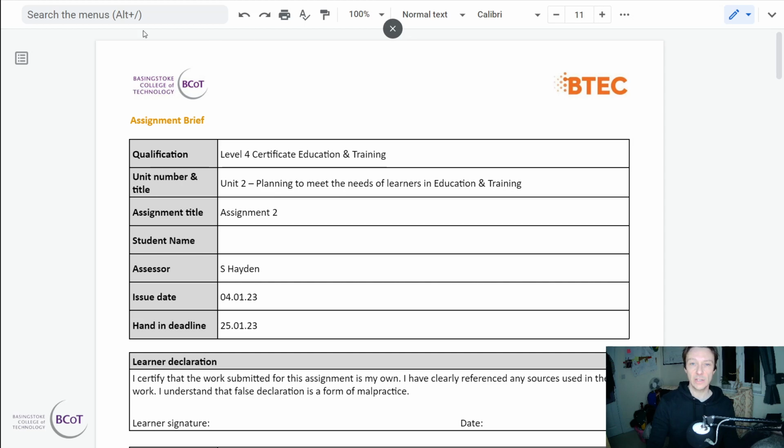As ever, any questions, please speak to myself for this unit and Lindsay for her units. We are here to help you. This is going to be due in on the 25th of January. Good luck.